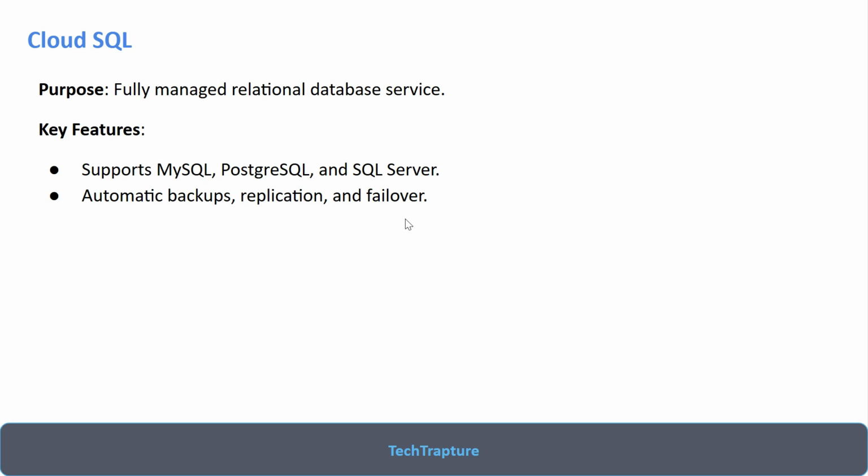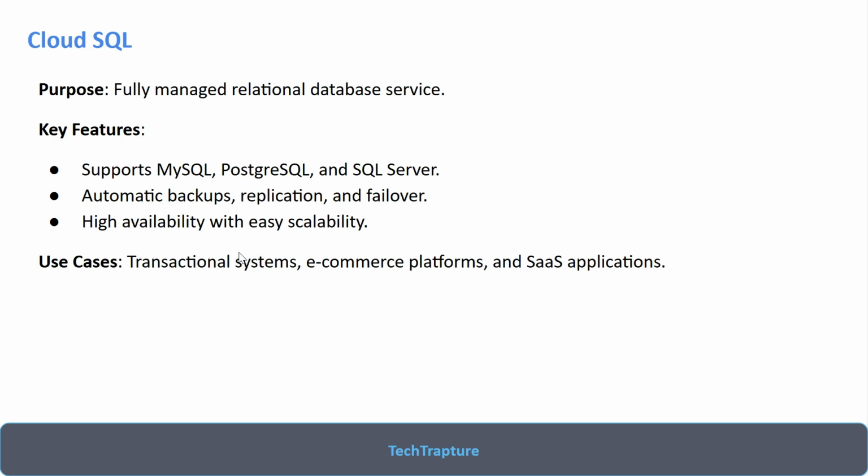So if one zone goes down, it will help you to keep your database running in the other zone. It can also provide a configuration for backup in another region as well. Okay, so it maintains high availability using regional failover. So you can fail over from one zone to another zone, so that is high availability. Use cases: transactional systems, e-commerce platforms, and SaaS applications.